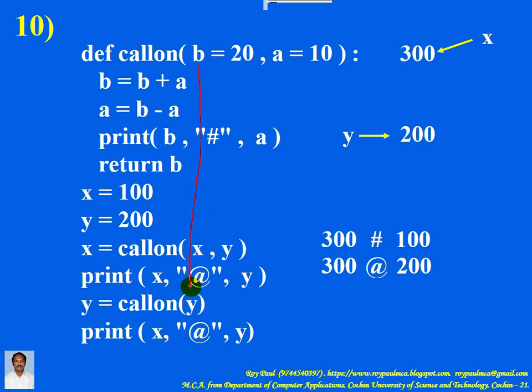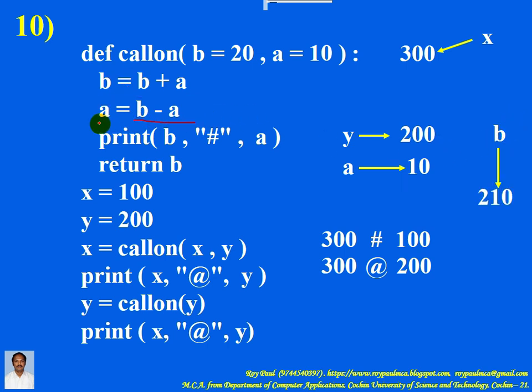So your b is pointing to y. So to this y, b is pointing. Second argument is missing. So this default value comes in parameter a. So now a is pointing to 10. Again, b plus a is assigned to b. So what is b plus a? 200 plus 10, 210, that is assigned to b. So now your b is pointing to 210.